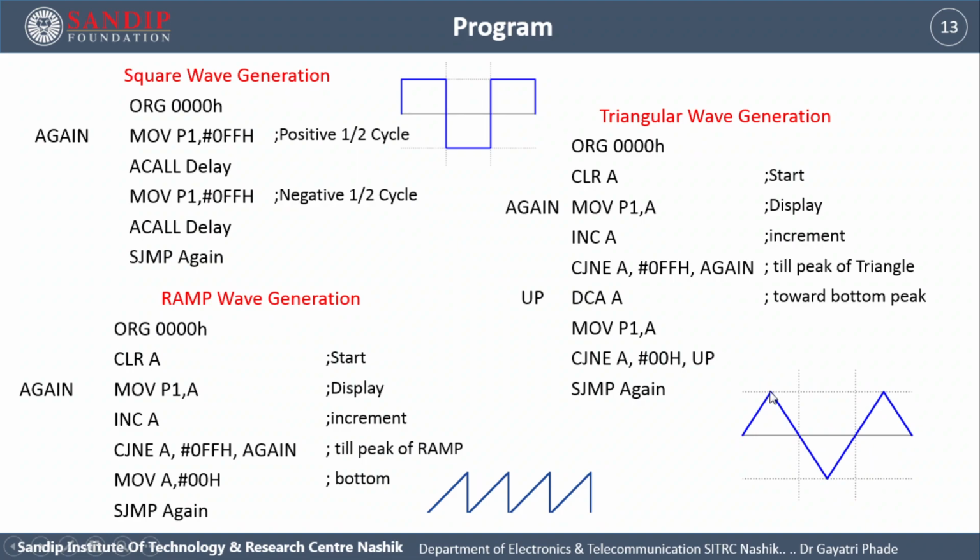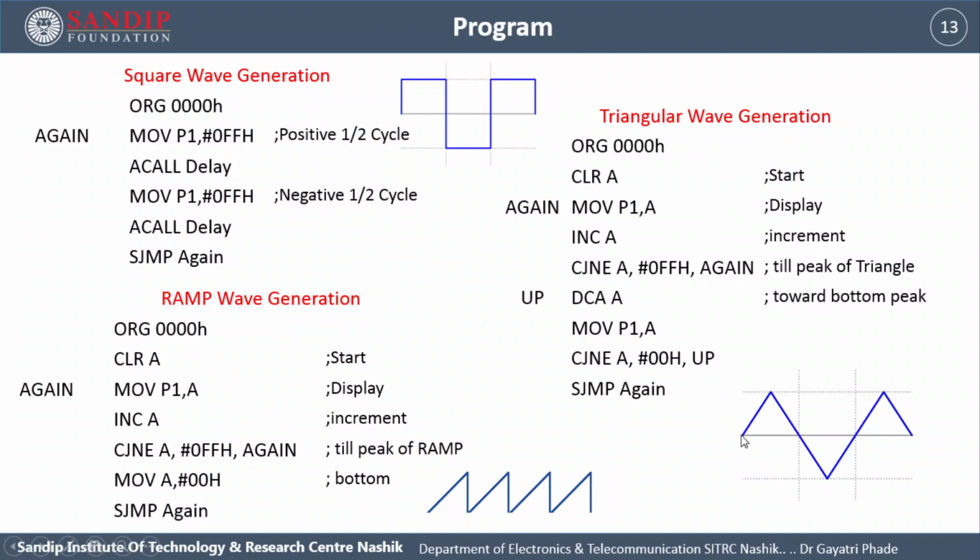Once we reach FF, we have to start decrementing the accumulator till it goes to 0. In this way we will be generating the triangular wave. Let us write the program with this logic.